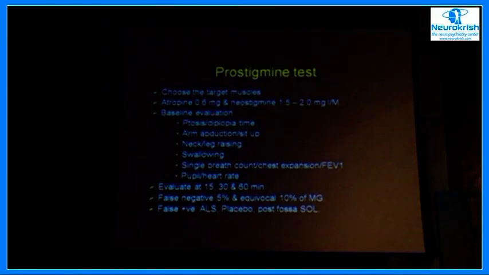Choose the target muscle, give atropine and neostigmine, 1.5 to 2 milligram intramuscular, and then decide your target. How are we going to define it? That may be ptosis, diplopia, arm abduction time, neck or leg raising, swallowing, single breath count, chest expansion, pupil and heart rate. And these are monitored every 15 to 30 minutes for 1 hour.